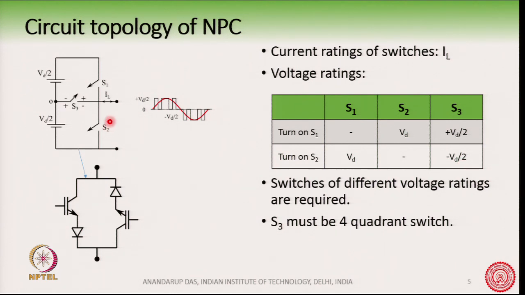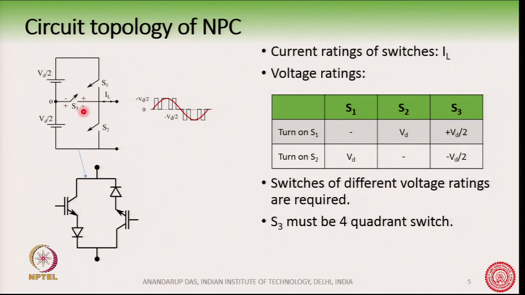Similarly, if I want to know the voltage rating of S2, I will turn on S1, and we will see how much voltage comes across S2 that it has to block. So, therefore, once I turn on S1, this plus terminal will come and will be at the same potential here. So, S2 has to block the full DC bus voltage, and hence its rating is Vd.